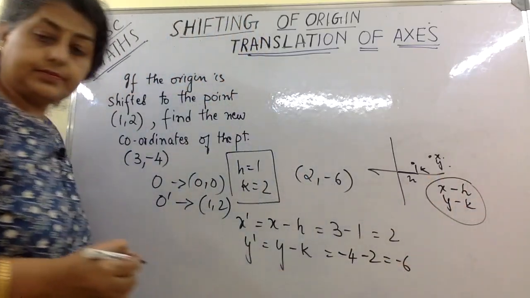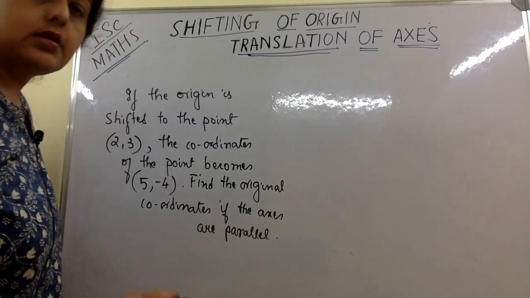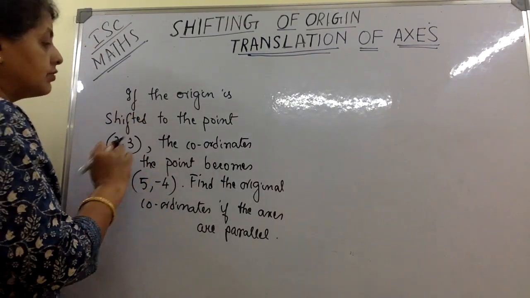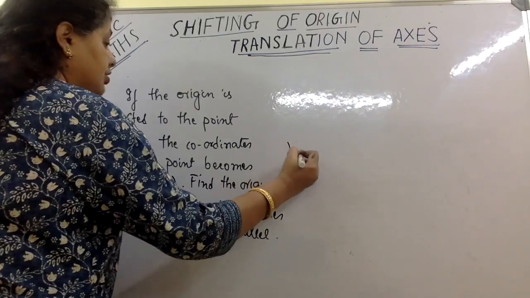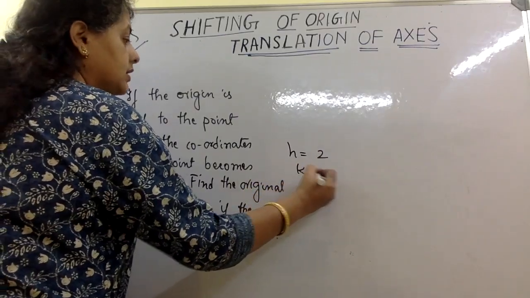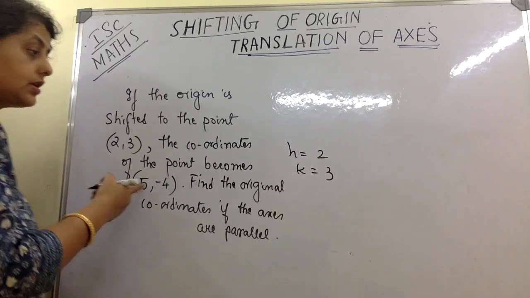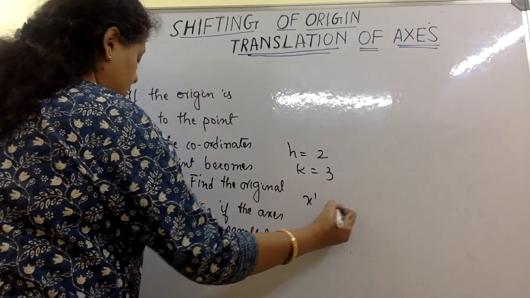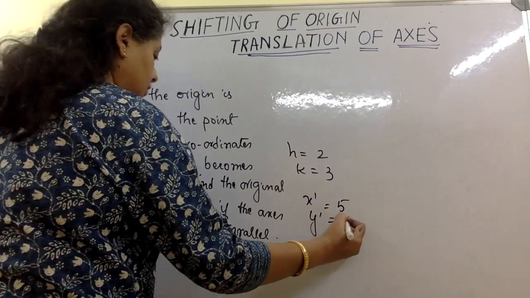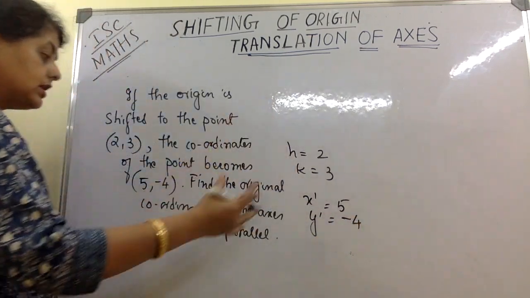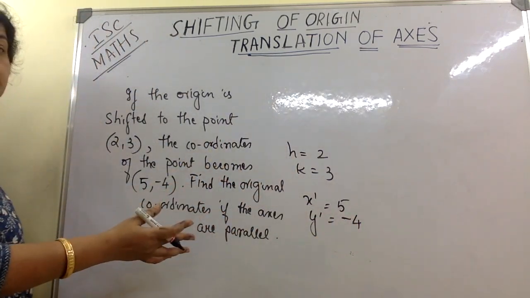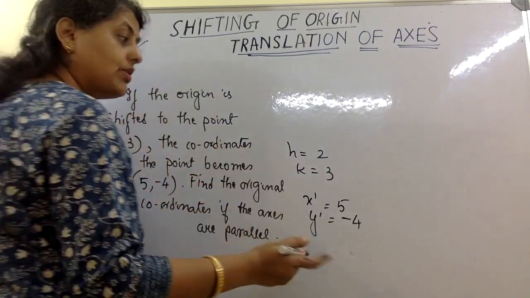Okay. Now, this is the new question. If the origin is shifted to the point, that means h is equal to 2 and k is equal to 3. The coordinates of the point becomes, this is the new coordinate, means x dash is equal to 5 and y dash is equal to minus 4. So, immediately write this. Find the original coordinates, what it was, that means plane xy they are asking.